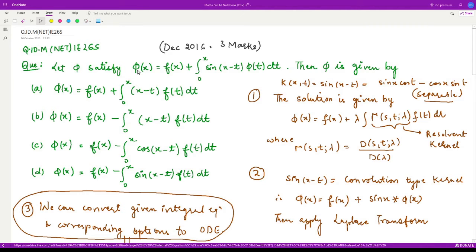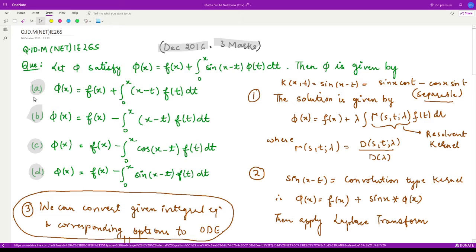In this video, we shall see a question from December 2016 consisting of 3 marks. The question is: let phi satisfy this equation, phi of x is equal to f of x plus integration from 0 to x of sine of (x minus t) phi t dt. Then phi is given by which of these 4 integral equations?